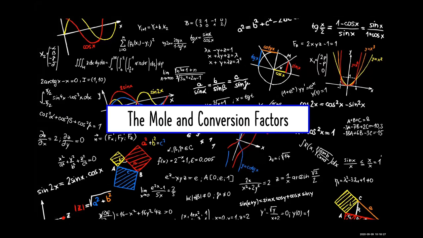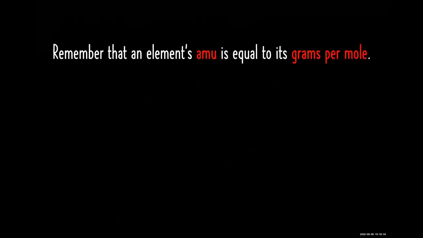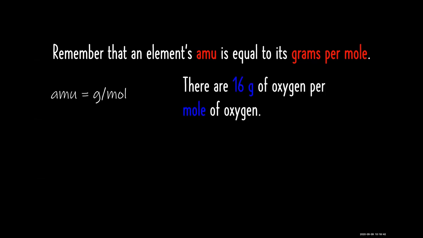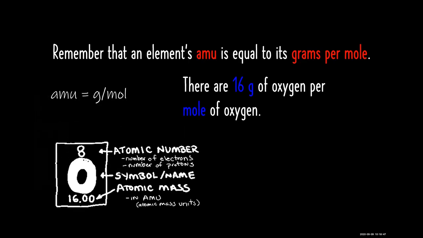The mole and conversion factors. Remember that an element's AMU is equal to its grams per mole. AMU equals grams per mole. There are 16 grams of oxygen per mole of oxygen.